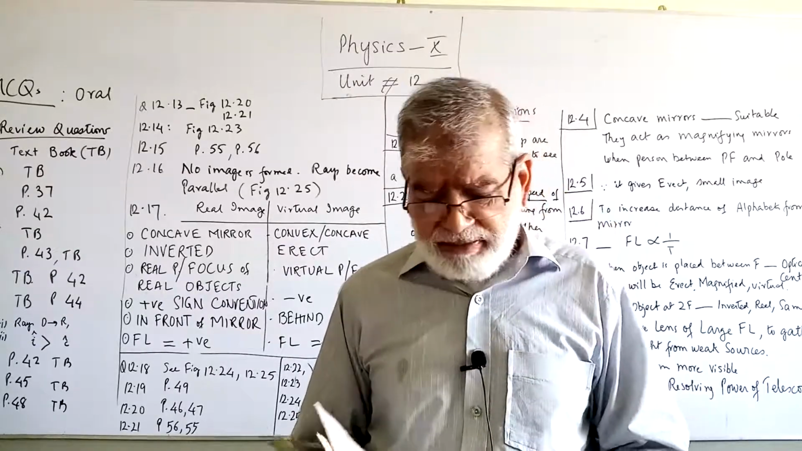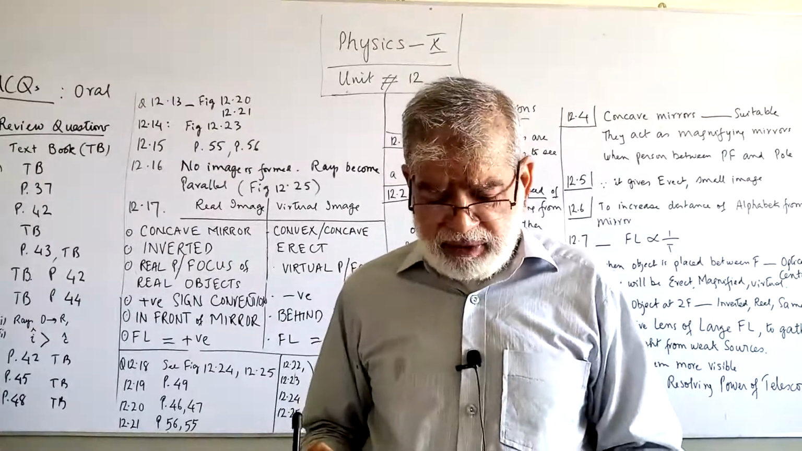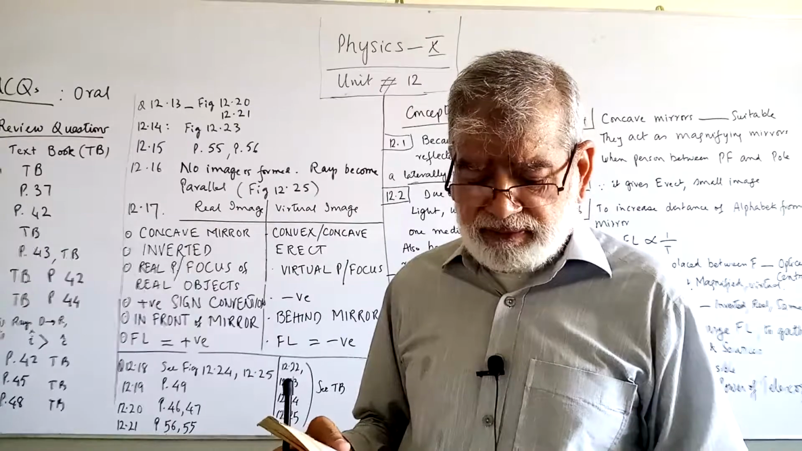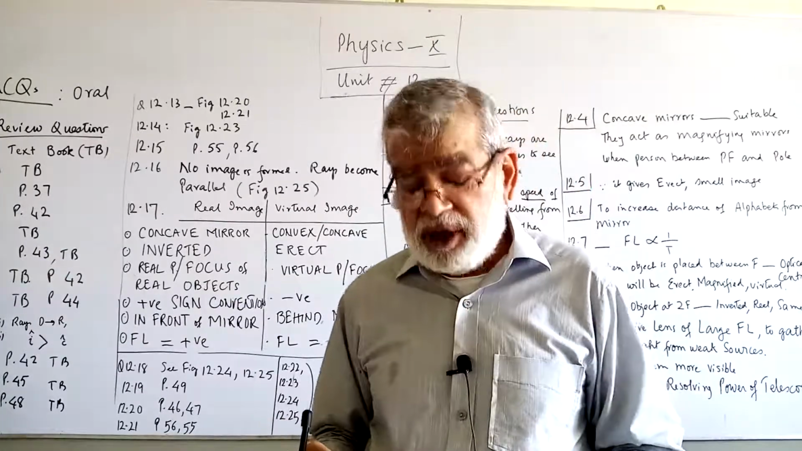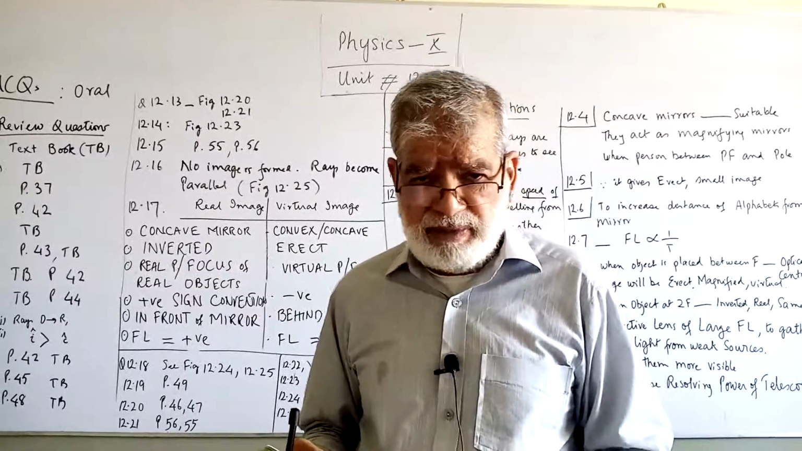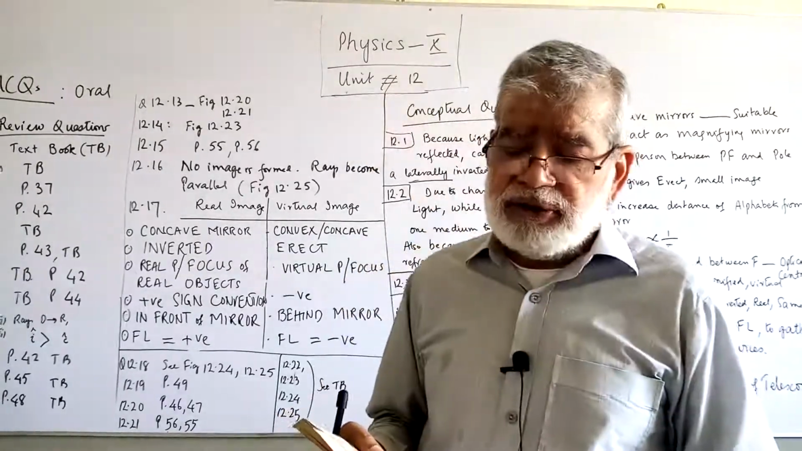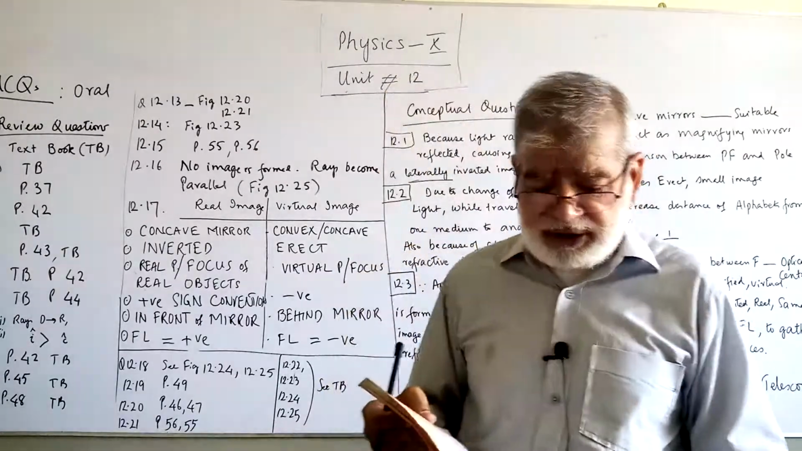A converging mirror with a radius of 20 centimeters creates a real image 30 centimeters from the mirror. What is the object distance? Use the formula 1 over f is equal to 1 over p plus 1 over q, and also use the proper sign conventions. The answer is minus 15 centimeters.